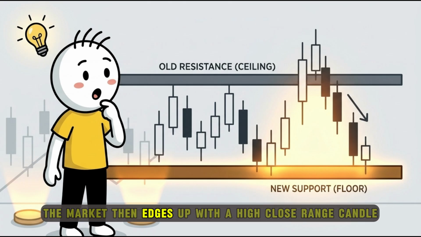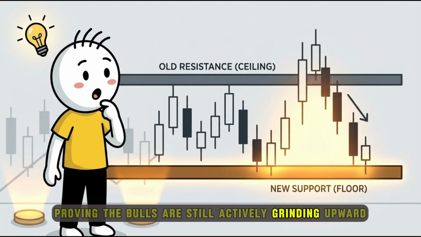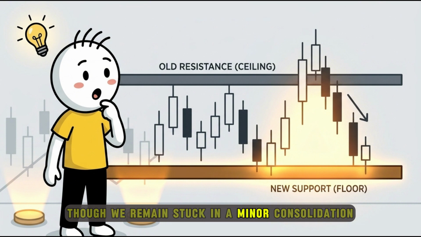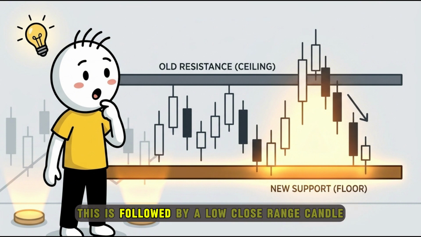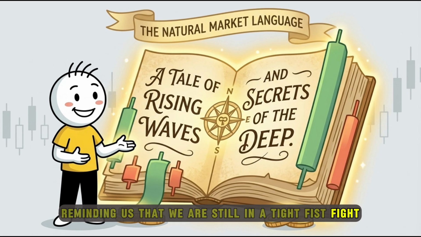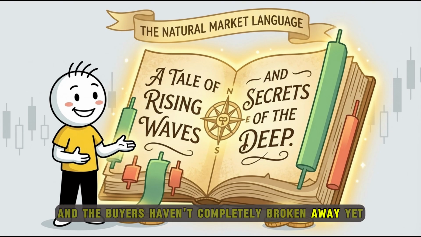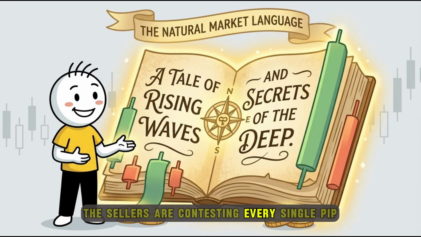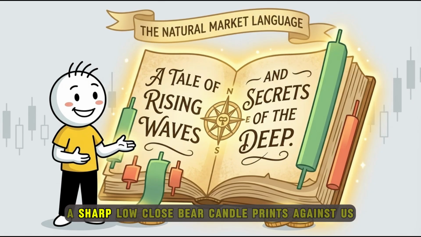The market then edges up with a high close range candle, proving the bulls are still actively grinding upward, though we remain stuck in a minor consolidation. This is followed by a low close range candle, reminding us that we are still in a tight fistfight and the buyers haven't completely broken away yet. The sellers are contesting every single pip. Then a wave of anxiety hits the chart. A sharp, low close bear candle prints against us.